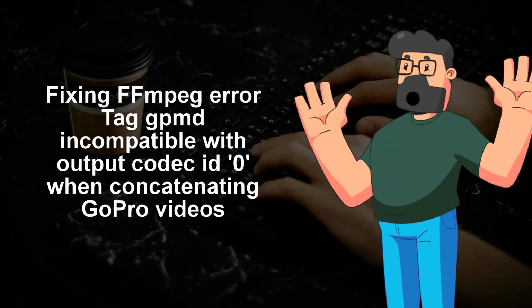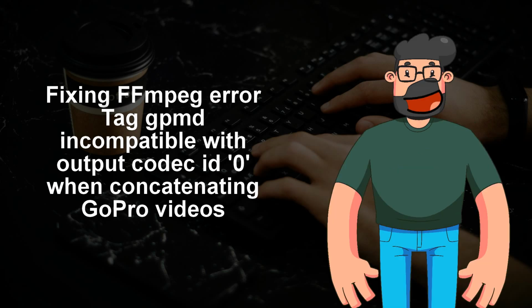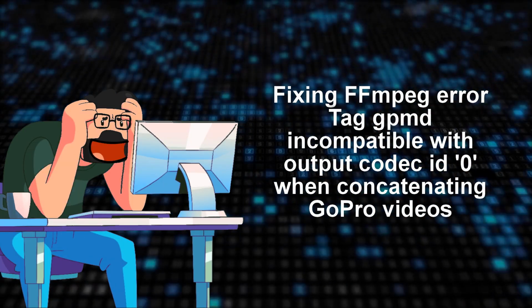Hey there! Today we're tackling a common problem faced by video editors when trying to concatenate GoPro videos seamlessly using FFmpeg. The issue arises when attempting to merge a trimmed video with the original one, resulting in an error message related to incompatible tags. Quite the pickle, huh? Now, let's dive into the solution.